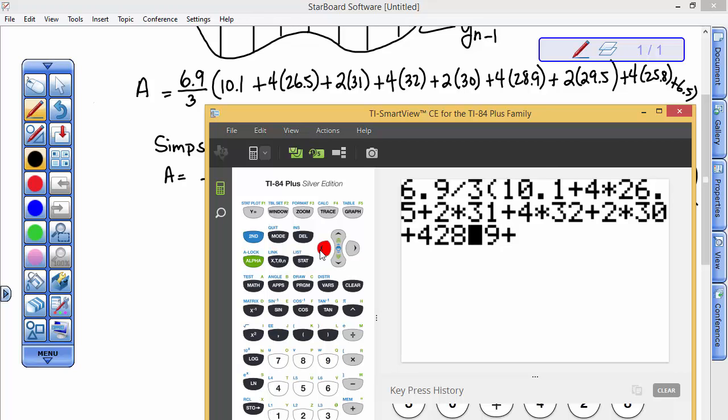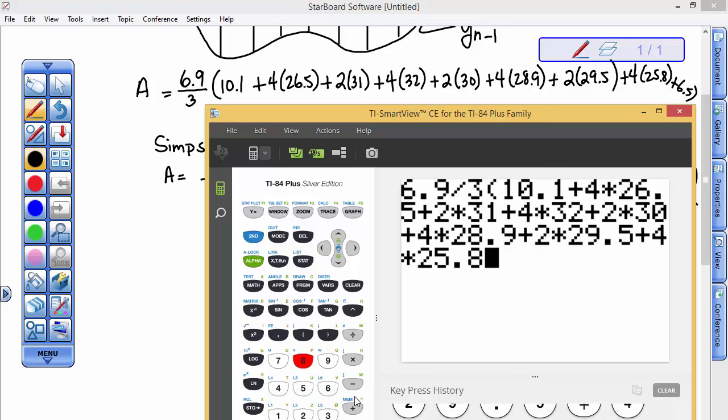Times the 28.9. I might look and see if I made any other mistakes. Looks okay. Plus 2 times the 29.5 plus 4 times the 25.8, and finally plus the last line, which was 6.5. Close my parentheses. Remember, I got 1462.8 before.